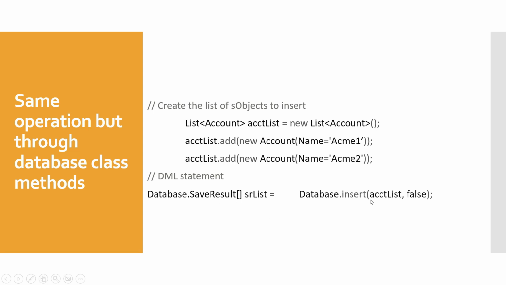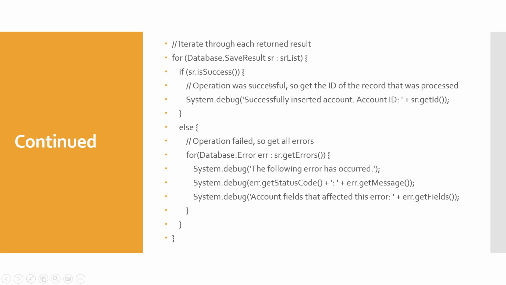The result of this Database.insert will be saved in a SaveResult list, and srList is the variable name. Now we will iterate this srList, storing each into a Database.SaveResult, where sr is again the variable. If sr.isSuccess is true, then we print this message in the log: successfully inserted account ID, which we get from the sr.getId method, and this will get the ID of the accounts inserted.